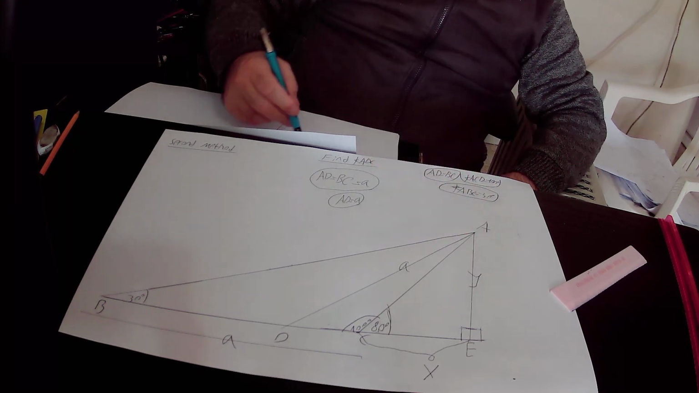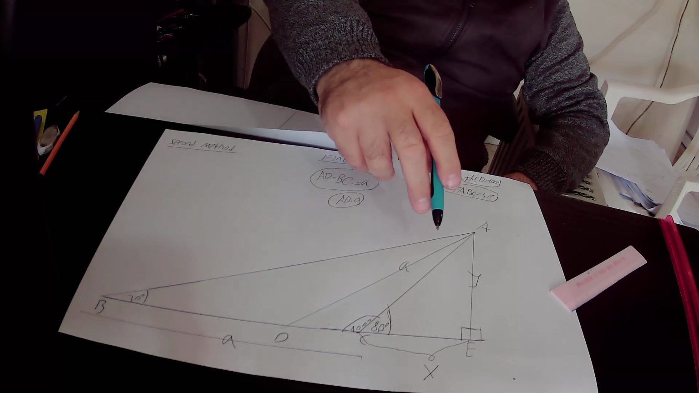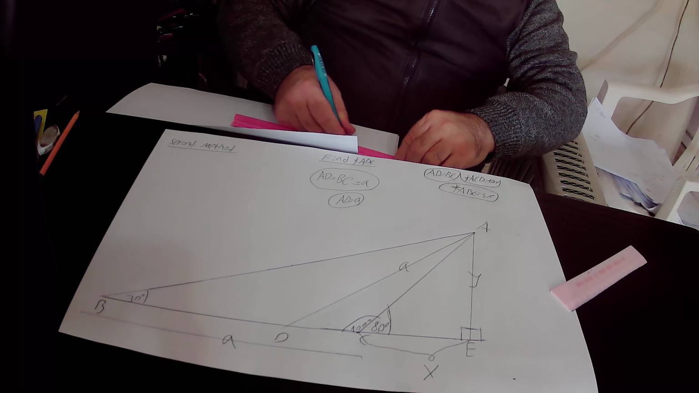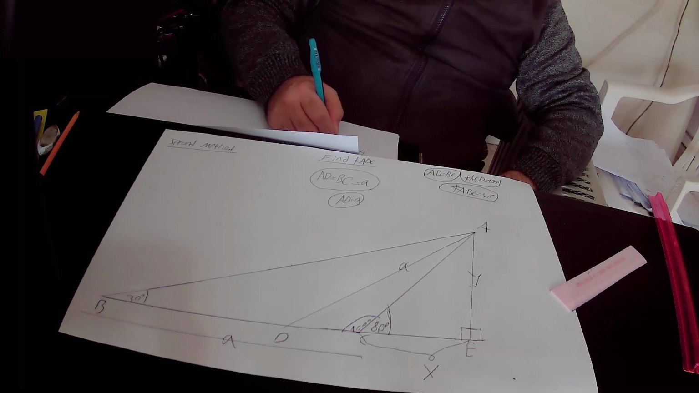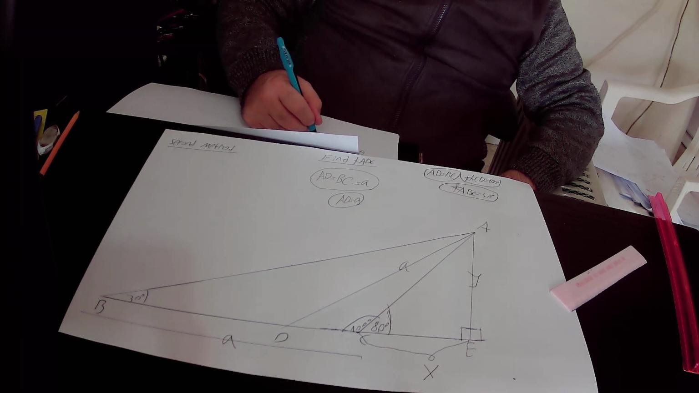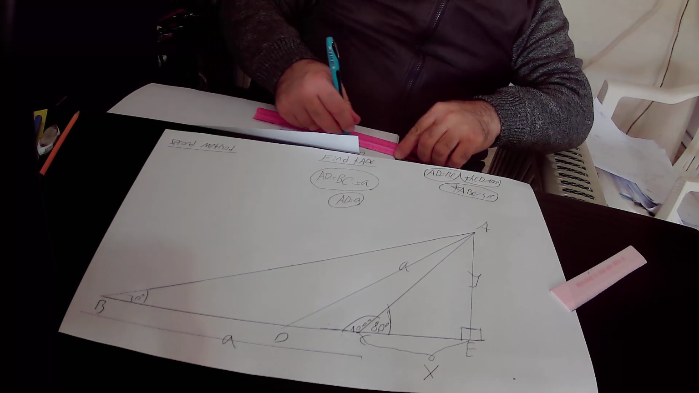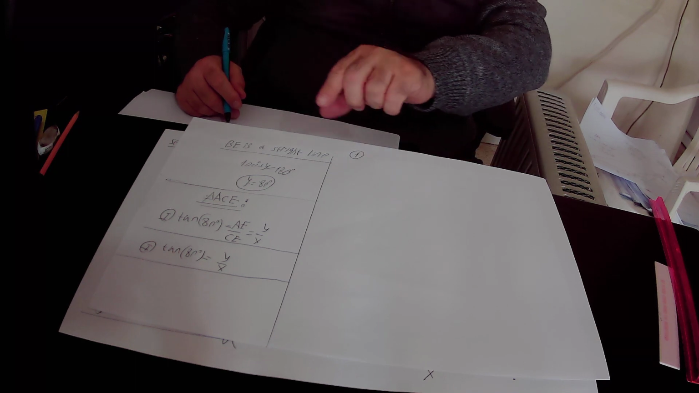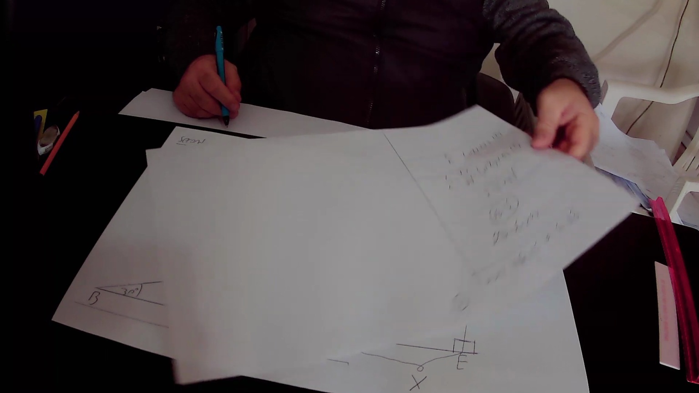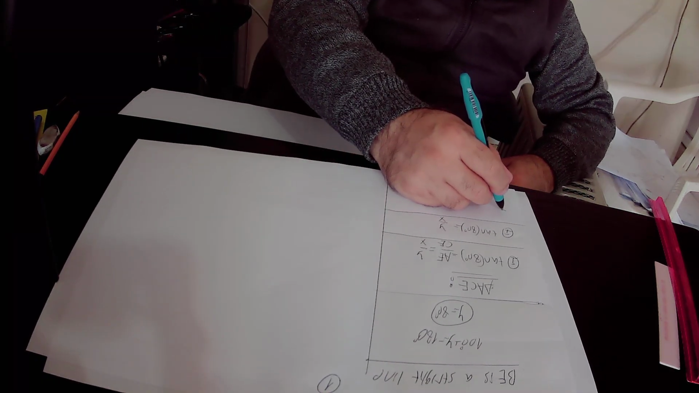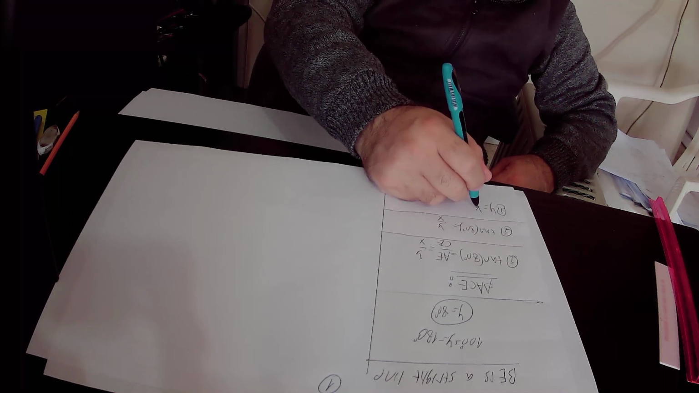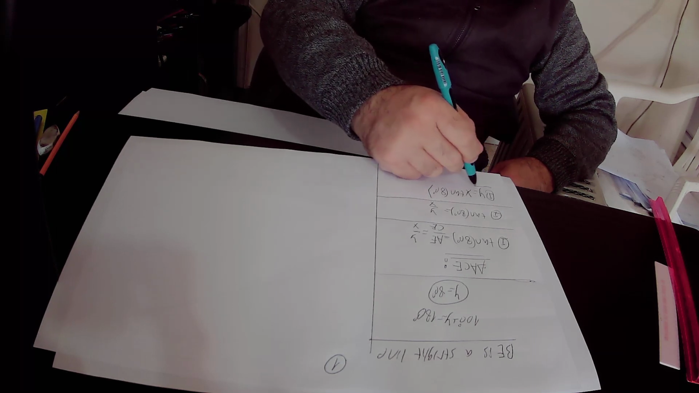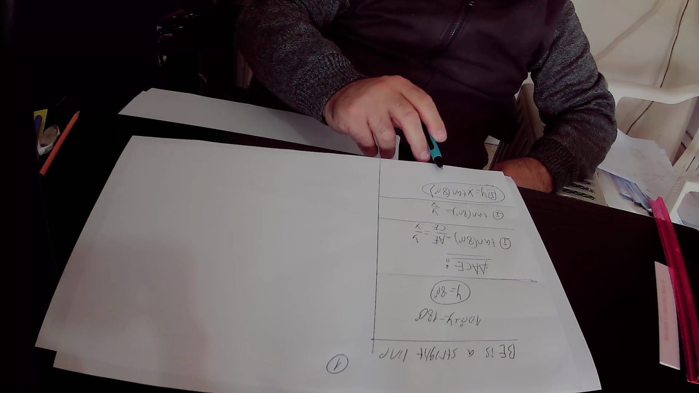But AE equals Y according to our definition, and CE equals X according to our definition also. So in conclusion, according to equation number 1, tangent 80 degrees equals Y over X. We will multiply equation number 1 by X, and we get that Y equals X times tangent 80 degrees, according to equation number 1.